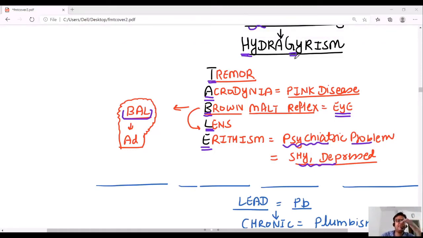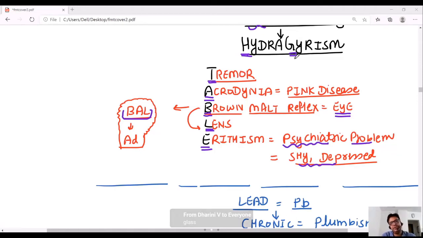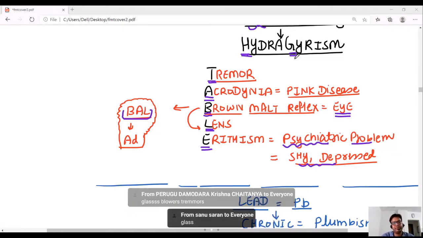What are the names of tremors seen in mercury poisoning? Asterixis is in phosphorus poisoning. What are the names of Hg? H for Hatter's shake. G for glass blower tremor. It is also known as Danbury tremor.